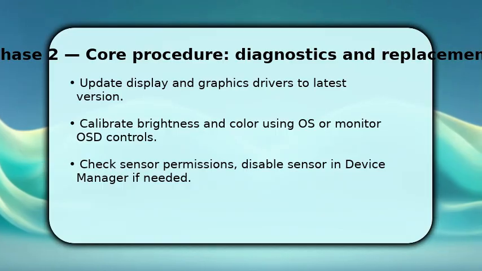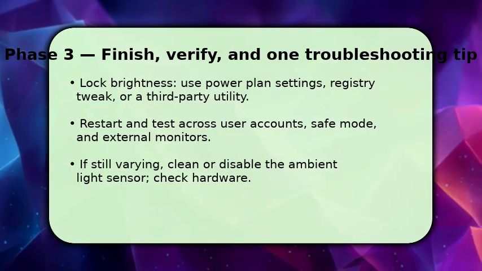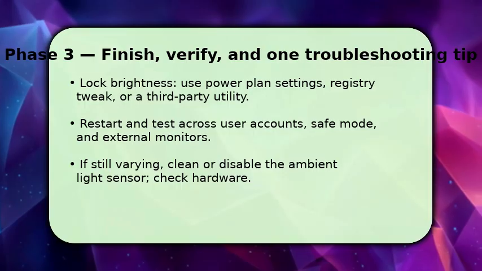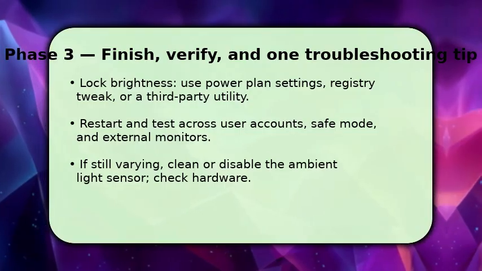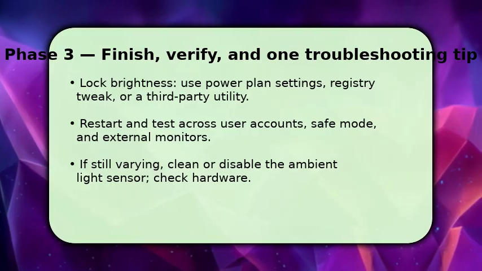To finish, lock in your chosen brightness and verify it holds. Use Power Plan Advanced Settings or a small utility to enforce a fixed level. On Windows, a registry tweak can block adaptive overrides. Restart and test under different user accounts and in safe mode so you isolate software conflicts.